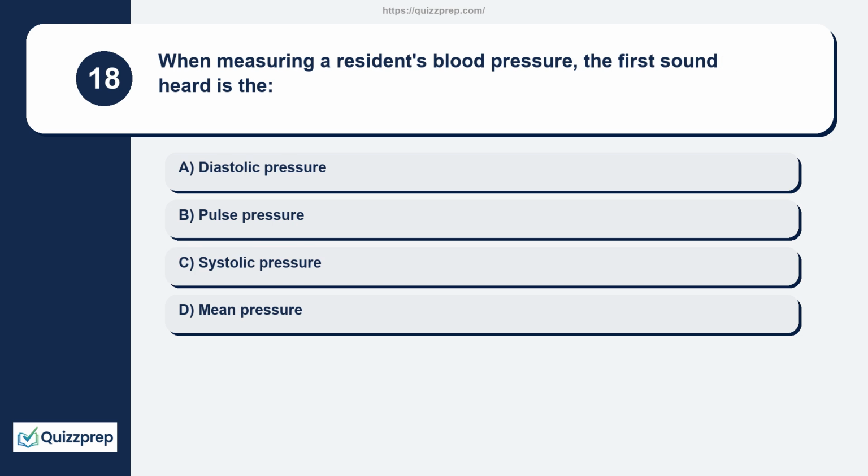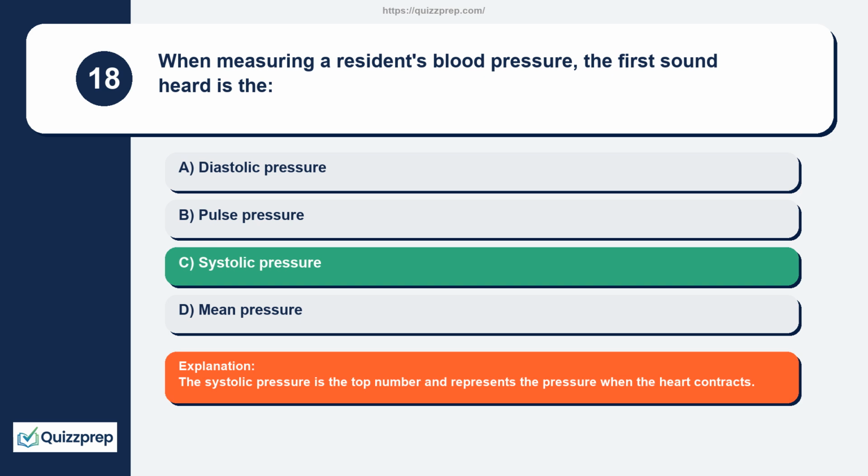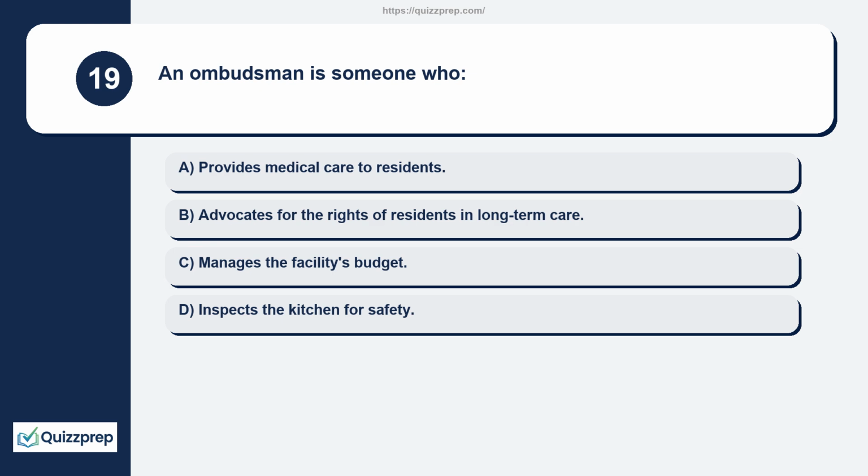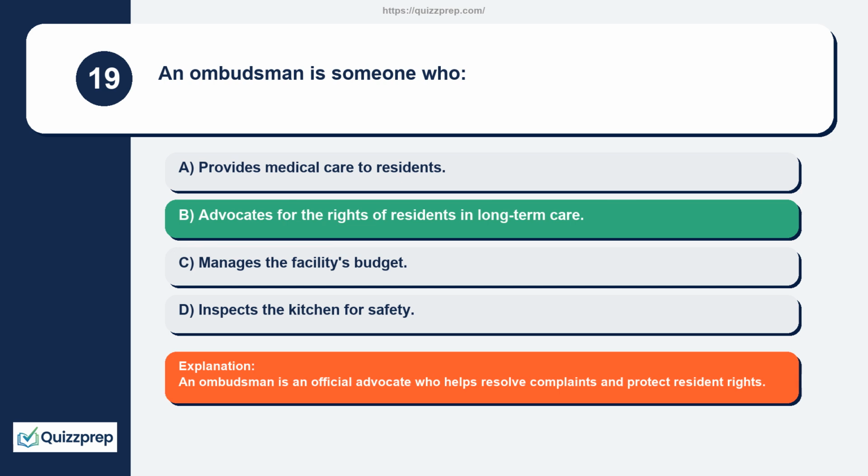Question 18. When measuring a resident's blood pressure, the first sound heard is the diastolic pressure, pulse pressure, systolic pressure, mean pressure. The systolic pressure is the top number and represents the pressure when the heart contracts. Question 19. An ombudsman is someone who provides medical care to residents, advocates for the rights of residents in long-term care, manages the facility's budget, inspects the kitchen for safety. An ombudsman is an official advocate who helps resolve complaints and protect resident rights.